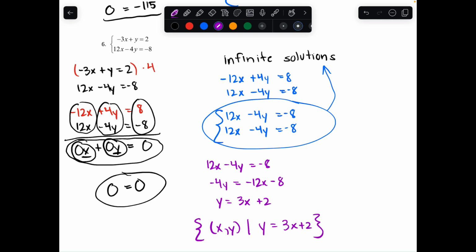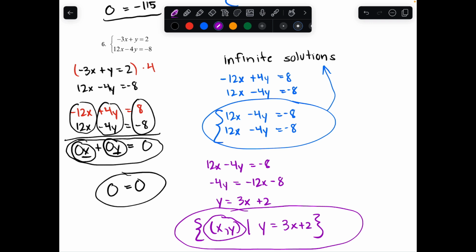Now, don't be intimidated by this. This looks scarier than it is. All this is saying is that my answers are going to look like a point, x, y, but there's a condition involved. That condition is saying that y has to be equal to 3x plus 2. As in, this point has to be on this line. If the point is on this line, then it satisfies my system of equations. So, set builder notation is just saying my answer looks like this. This bar is saying that there's a condition involved, and that condition is on the right side. It has to be on this line.